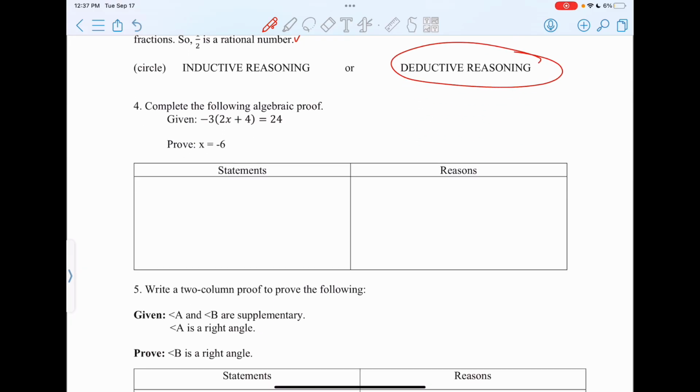In 4, it says complete the following algebraic proof. Given -3 times 2x plus 4 equals 24, prove that x is equal to -6. So I'm going to start with my given equation.